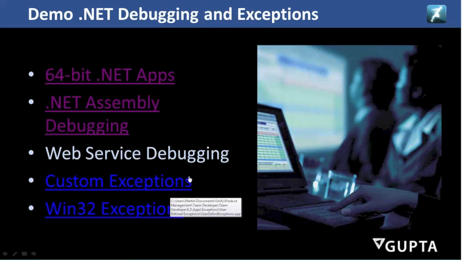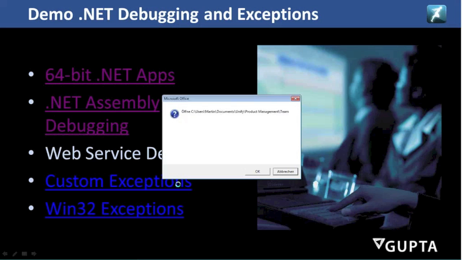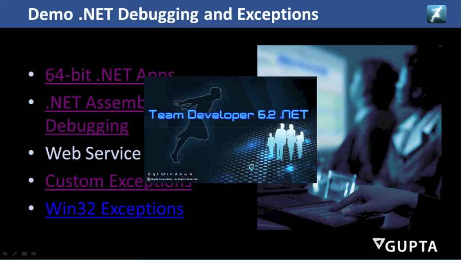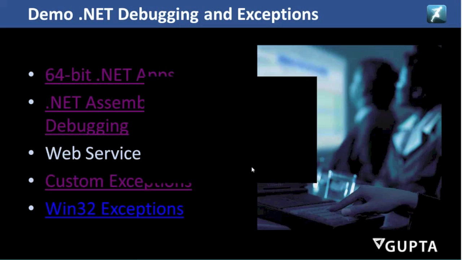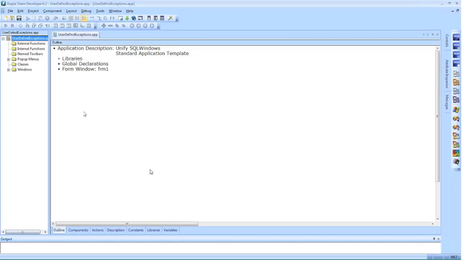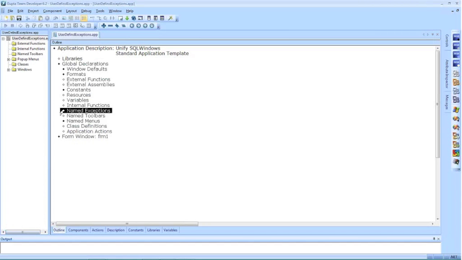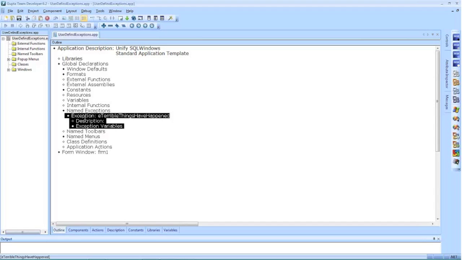Then I was talking about custom exceptions. Let's look at this example here. In Team Developer 6.2, you can define your own exceptions, and there is a new outline item called named exceptions here. In that .NET application that I opened here, I did define an exception, and I named the exception terrible things have happened. And then there are exception variables.